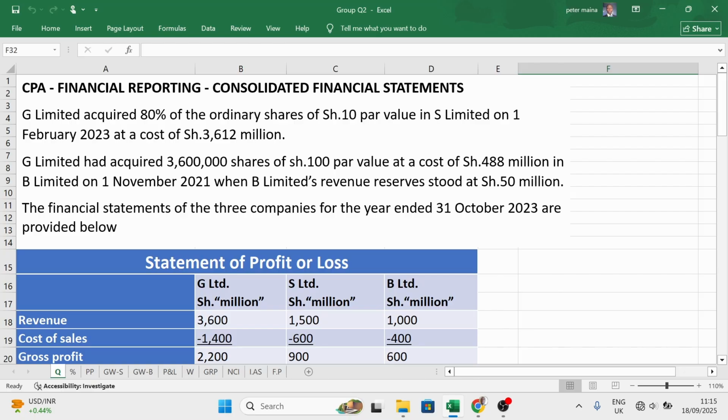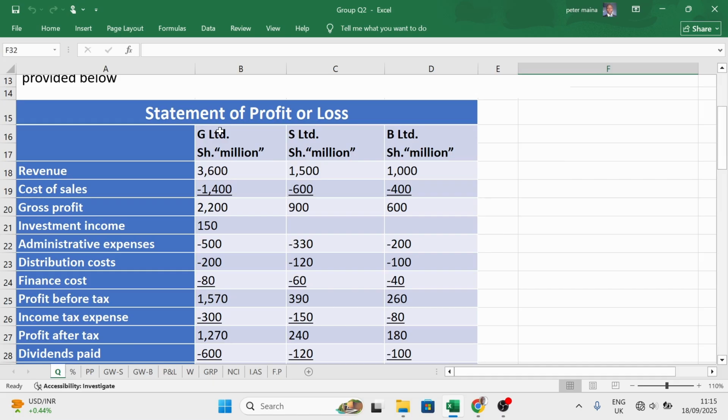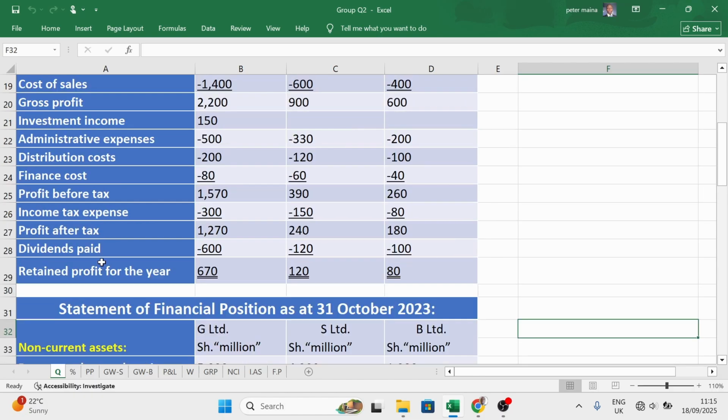Then the financial statements of the three companies for the year ended 1st October 2023 are provided below. So we have the statement of profit or loss of the three companies: G Limited, S Limited, and B Limited. We have revenue, cost of sales, gross profit, investment income. We have the expenses. At the bottom, we have dividends paid.